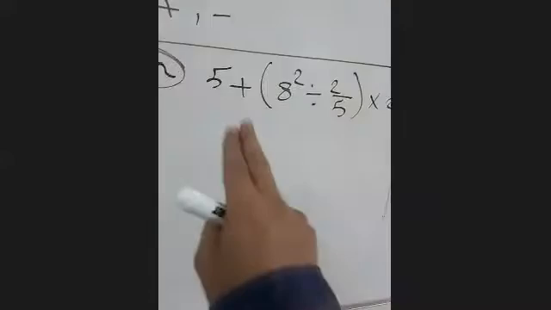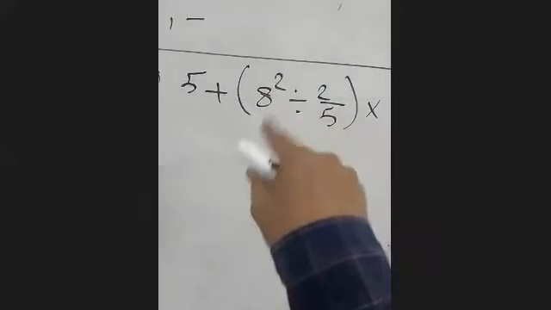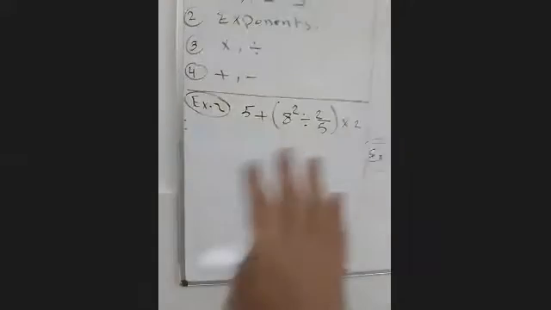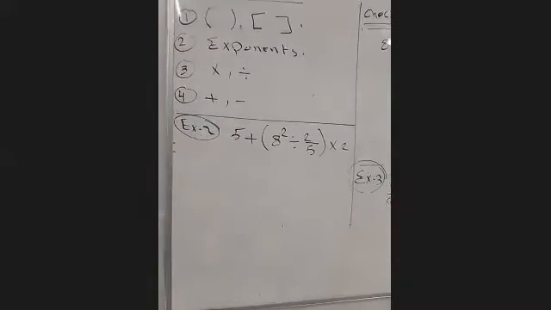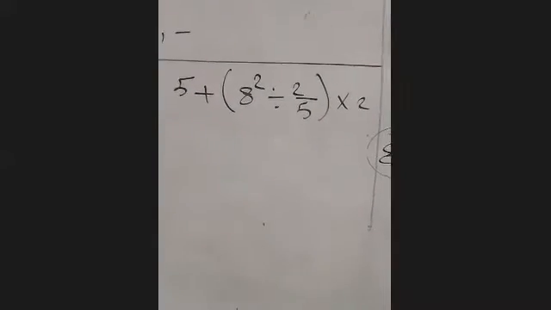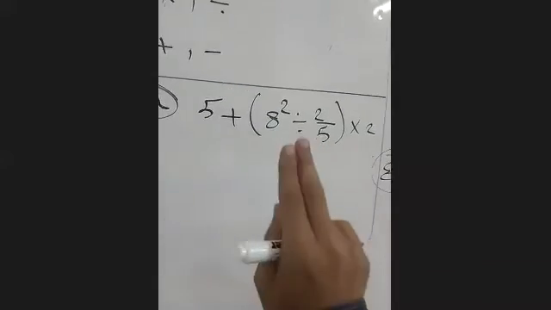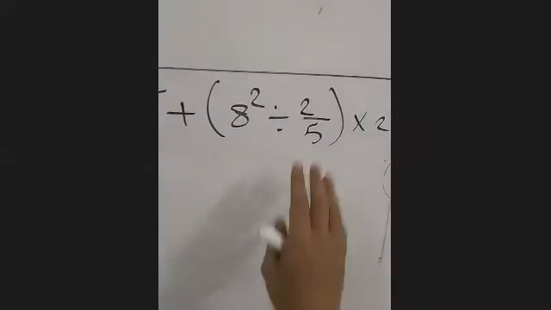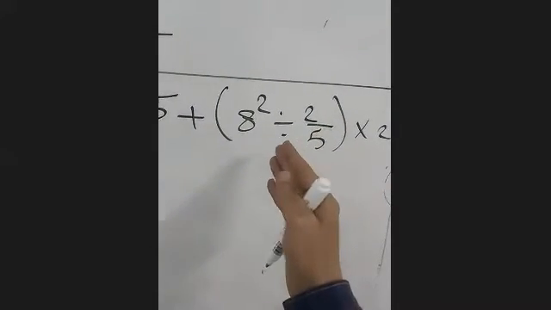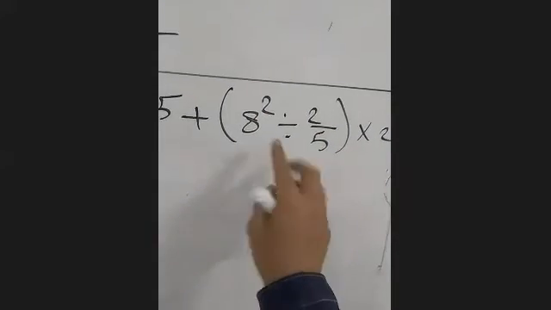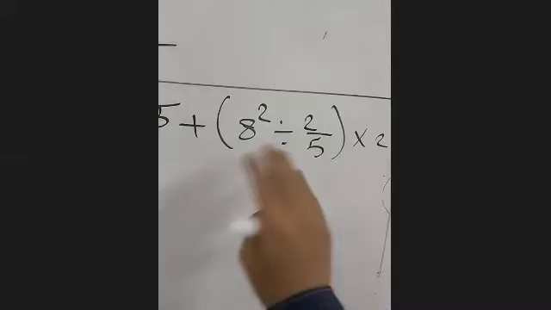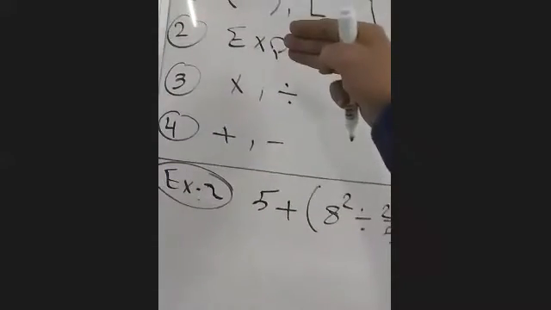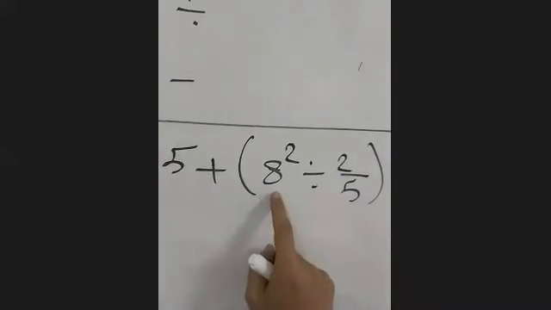Good. We have 5 plus parentheses. Inside it, we have 8 to the power 2 divided by 2 over 5, and outside, we have multiply by 2. Can you tell me where we start, Ahmed? We start from the parentheses, which is the first step in the order of operations. Inside the parentheses, we have exponent and division. Where do we start? Exponent. Here the exponent is before the division, so we'll start with the exponent first.